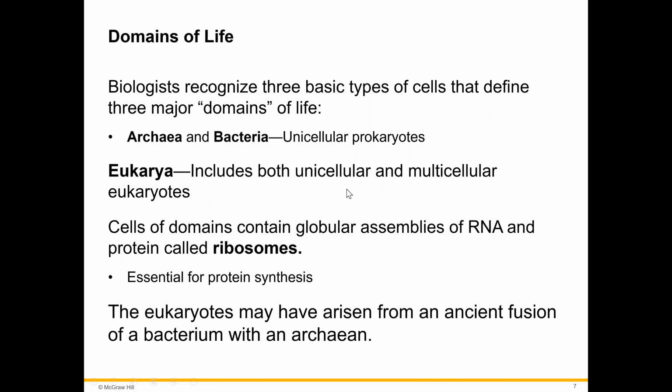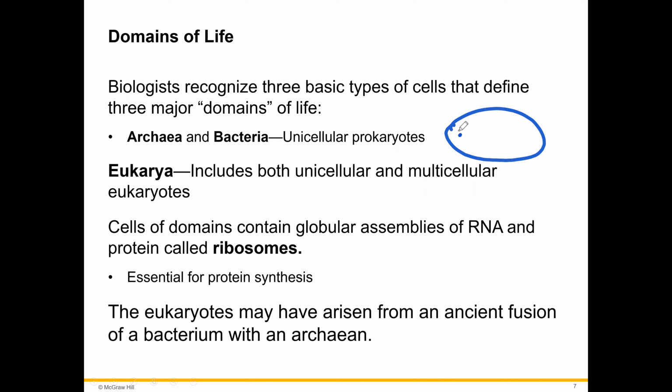Now, biologists recognize three basic types of cells that define three major domains of life. Our entire life on this planet is divided into three big groups, and they're called domains, right? So one domain is archaea, another is bacteria, the unicellular prokaryotes. Unicellular means they're made of one cell, and prokaryote means they don't have a nucleus.